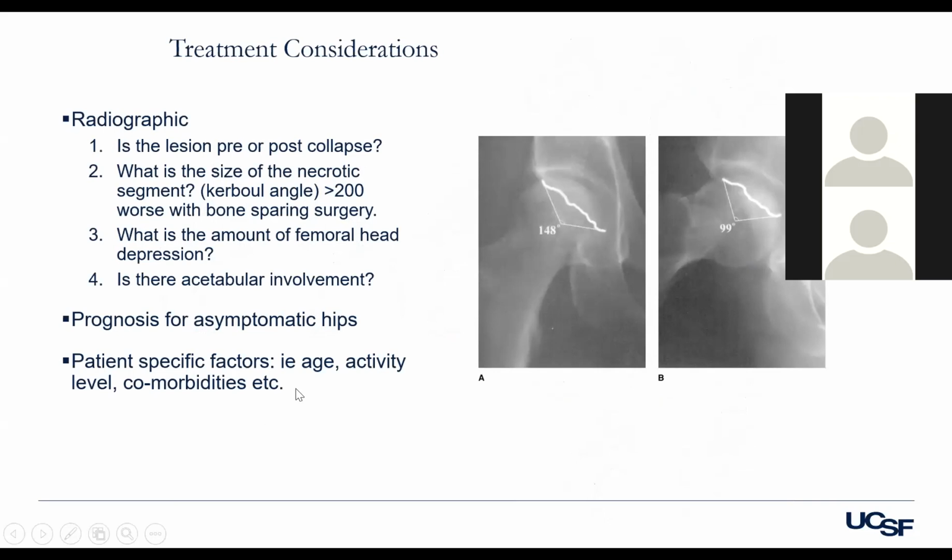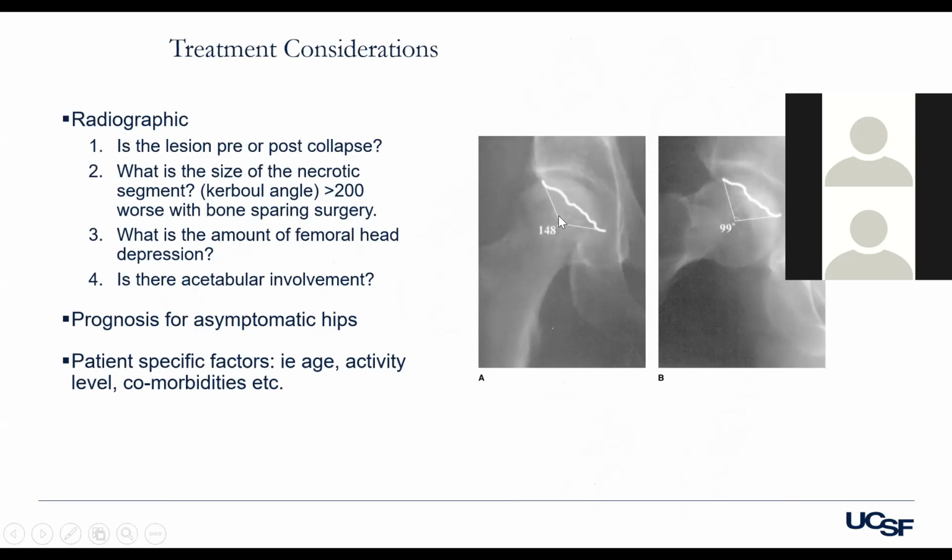So things that you want to know when you're evaluating an X-ray for an AVN patient: are they pre or post collapse? That's really important for prognosis. If they've collapsed already, pretty much the die has been cast. If they have not collapsed, there's still a chance for preservation treatments.